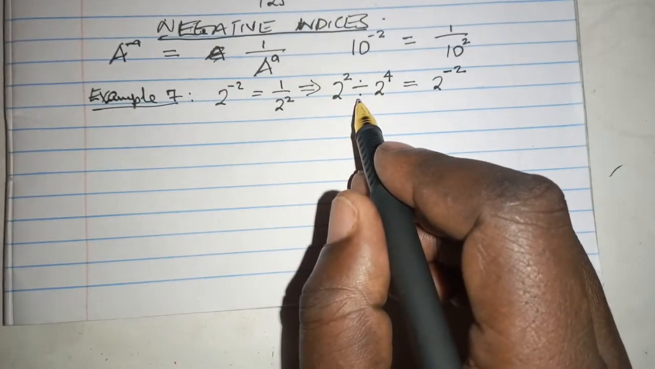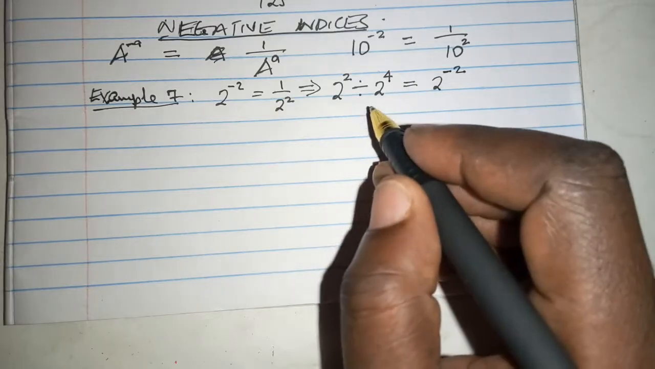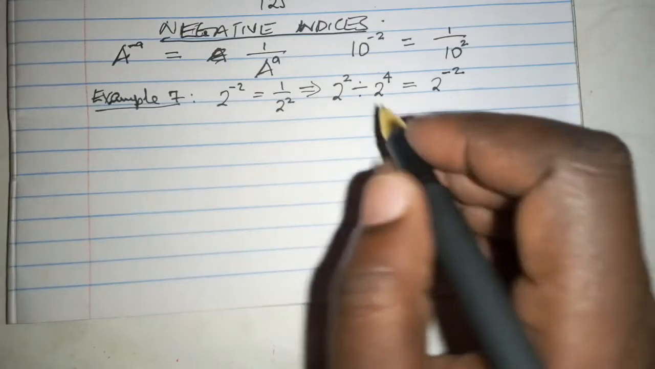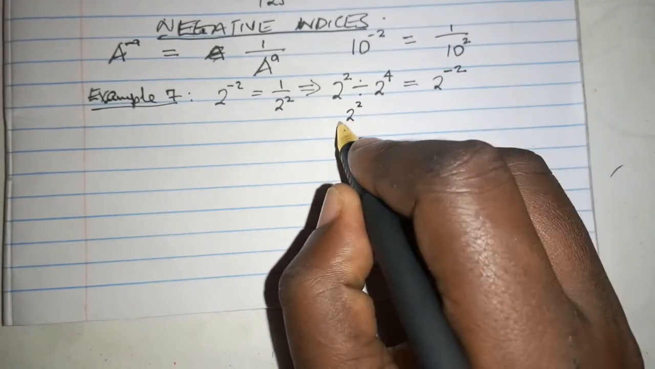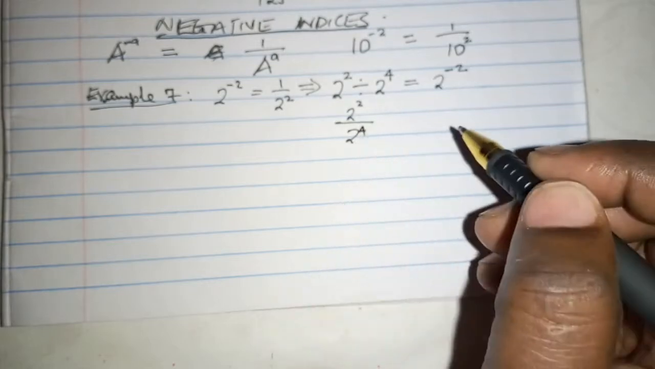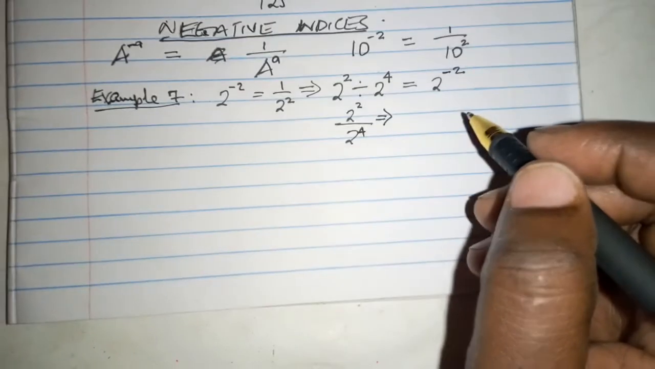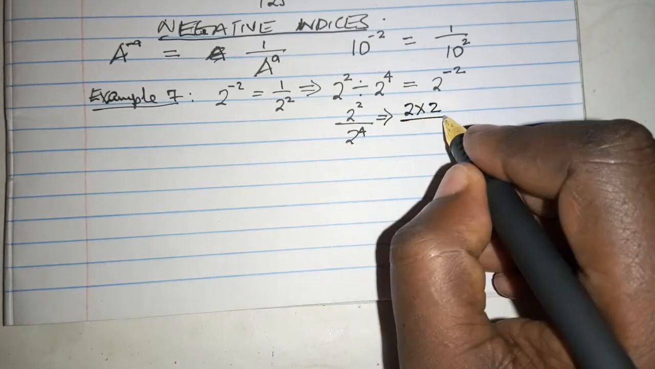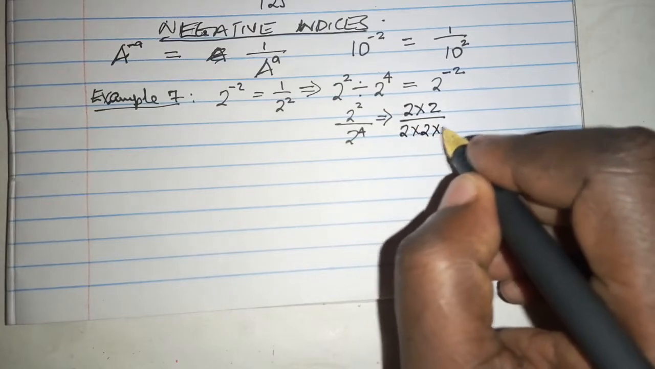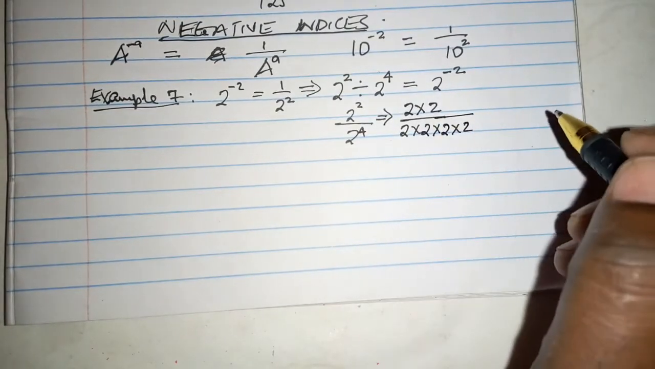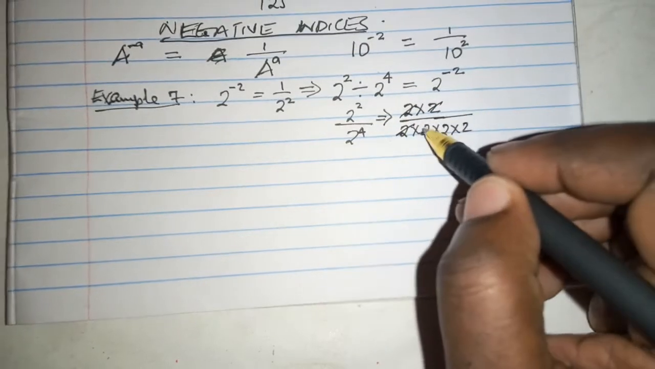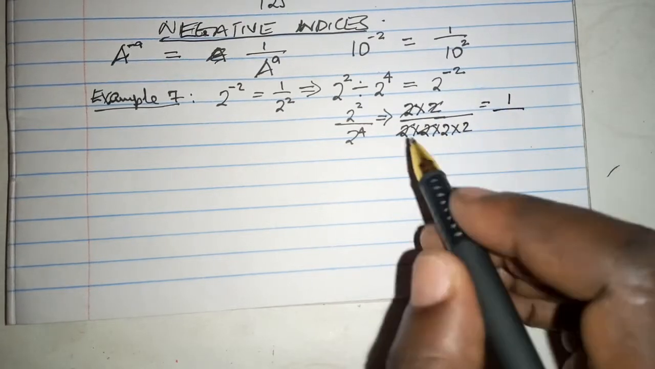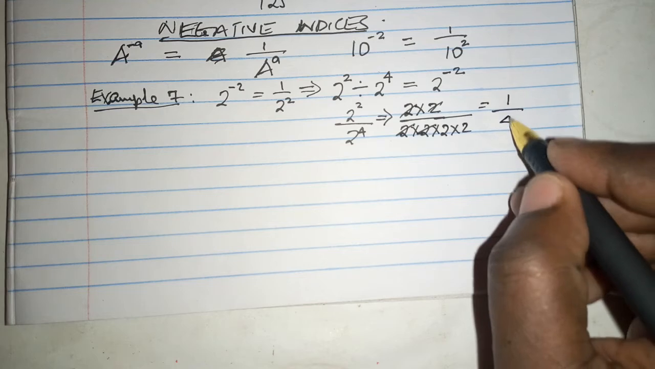Now, to explain further what happens, we have 2 raised to power 2 over 2 raised to power 4. If you open this up, it gives you 2 times 2 all over 2 times 2 times 2 times 2, four times. So that cancels with that, and that cancels with that. At the numerator we have 1 times 1, which is a 1, and at the denominator 1 times 1 times 2 times 2, which is a 4.